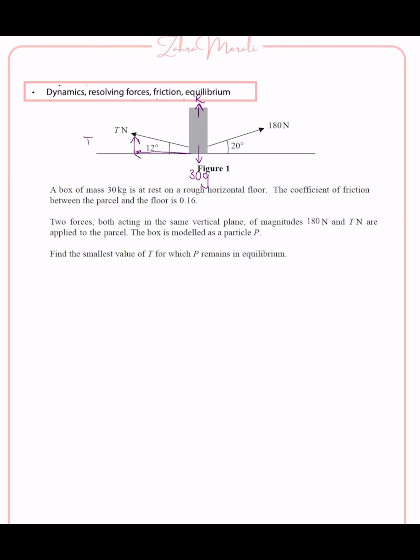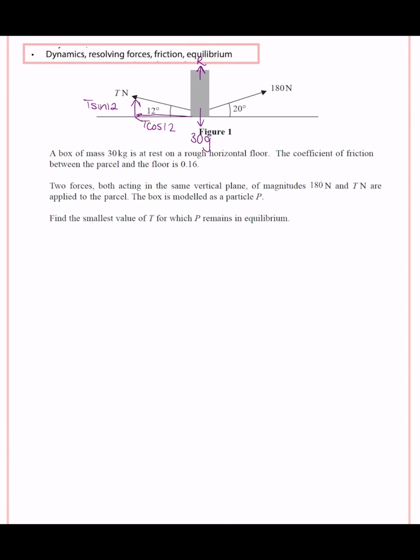So this is going to be T sine 12, T cos 12. And the reason is, to go from the bottom of the arrow to the top of the arrow, you've got to go along and up. Now remember, wherever your angle is, opposite is always sine, adjacent, next to, is always cos. So in the same way, we go across and up. This is going to be 180 sine 20 and 180 cos 20.